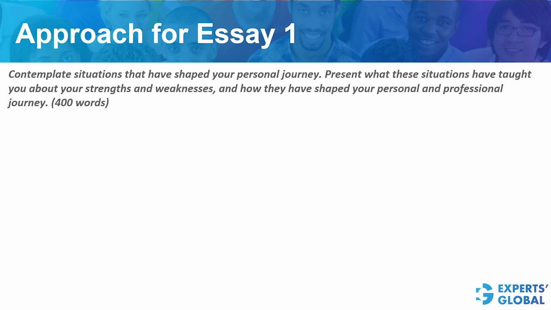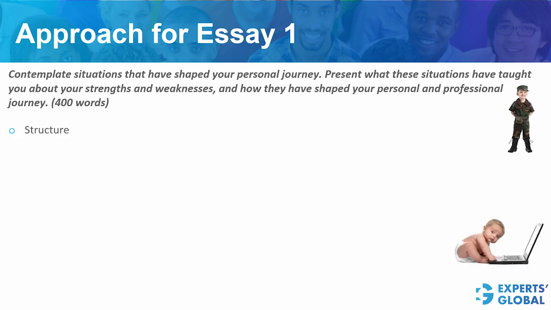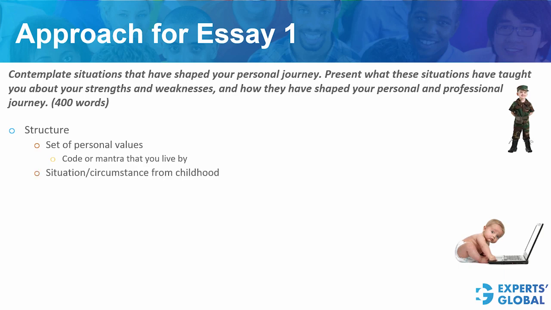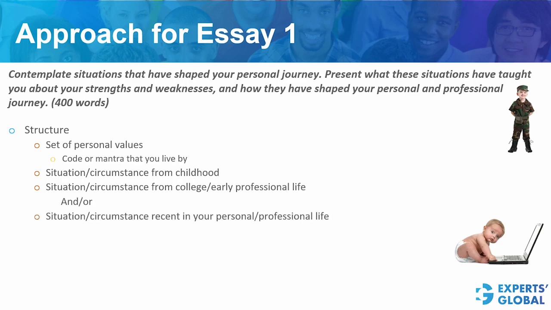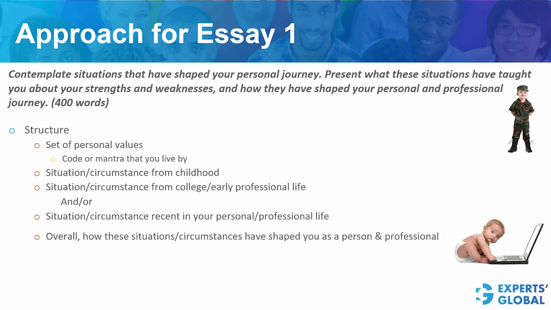Let me give you one possible structure for writing it. Irrespective of whether your candidature is unique or conventional, this structure would very well apply. You can start by quoting a set of personal values, a code or mantra that you live by. You can describe situation or circumstances from childhood, same from your college or early professional life, and or same from a recent personal or professional experience. Then you can go about describing how these situations, circumstances have shaped you as a person and professional.